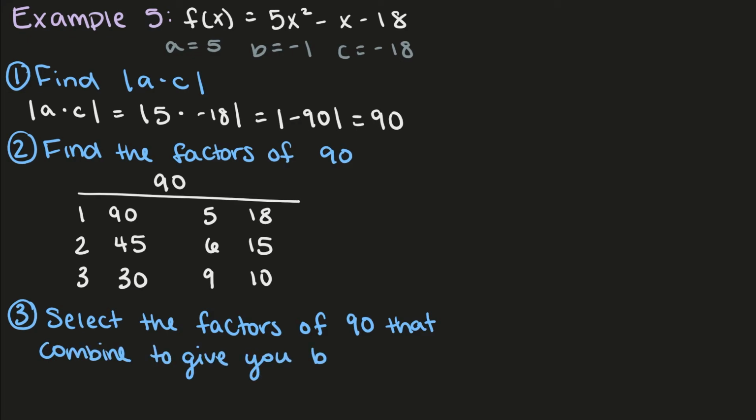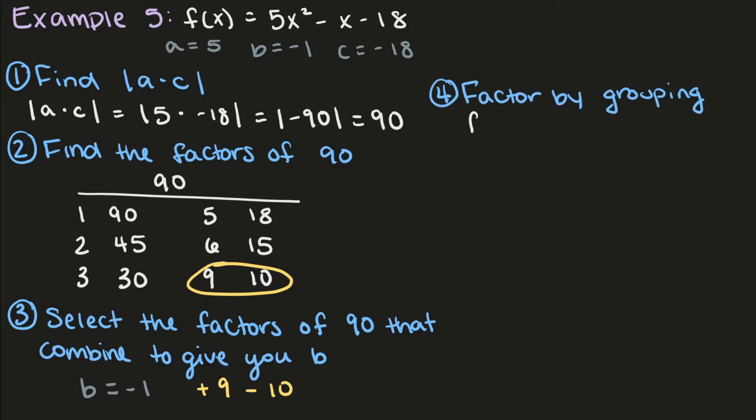Our b is negative 1, so the factors that will add to give us our b are going to be 9 and 10, specifically positive 9 and negative 10. Positive 9 minus 10 will give us negative 1. So last, we'll factor by grouping. Remember, our original function is f of x equals 5x squared minus x minus 18. Well, that minus x can be rewritten as negative 10x plus 9x.